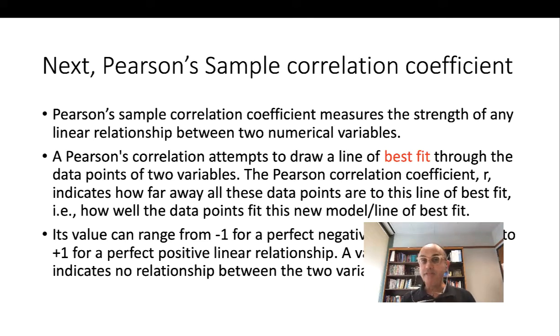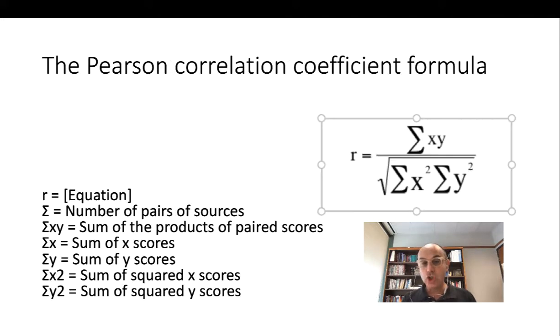The next type of correlation coefficient is the Pearson sample correlation, and it measures the strength of any linear relationship between two numerical values. Linear, again, is a straight line, and the idea is that we draw the best fit line through the data points of two variables. The same scale applies: -1 is a perfect negative linear relationship, and +1 is a perfect positive relationship. The value of 0 indicates no relationship between them.